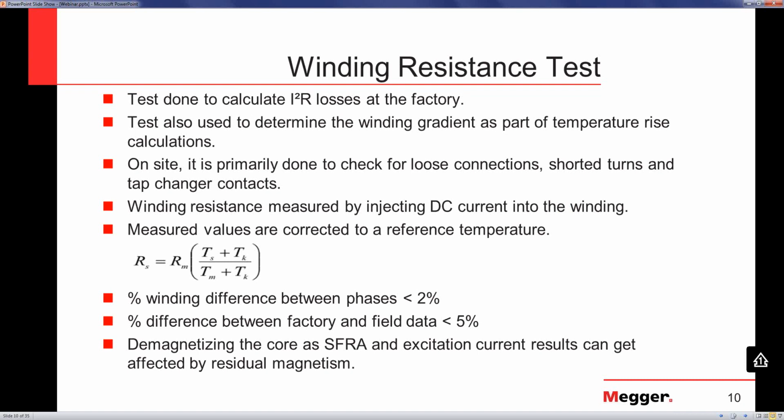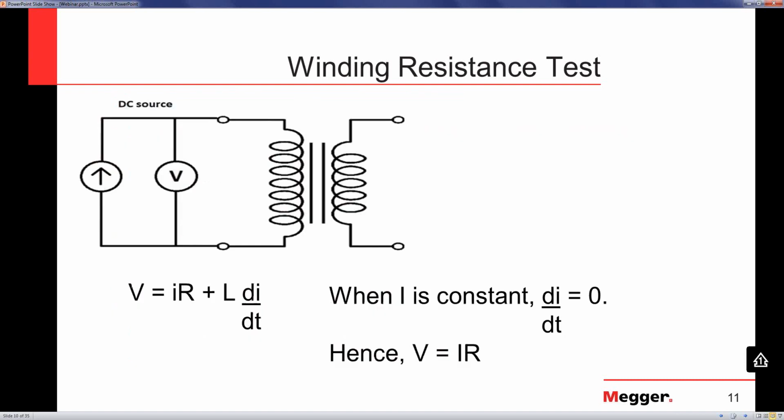Percentage winding difference between phases should be less than 2%. So at a particular tap, you should not see much difference in values among the three phases. Percentage difference between factory and field data should be less than 5%. Demagnetizing the core is very important, as certain test results can get affected by residual magnetism because of DC injection into the winding.